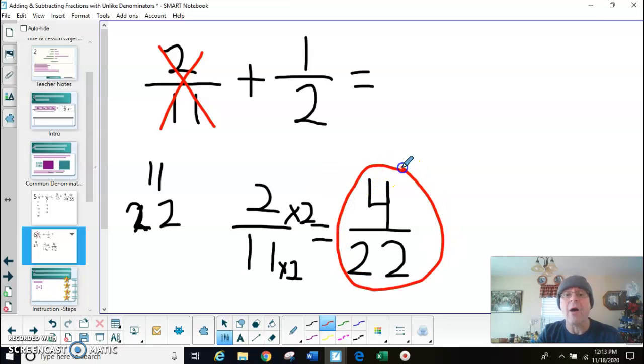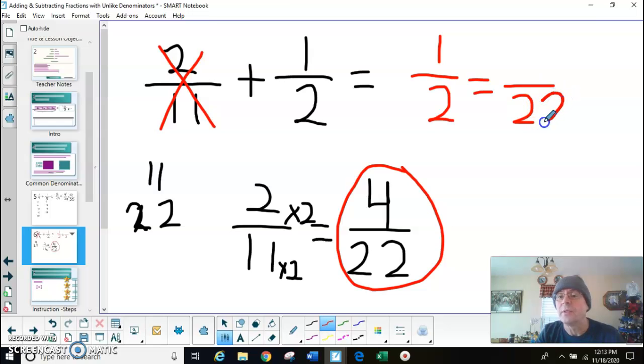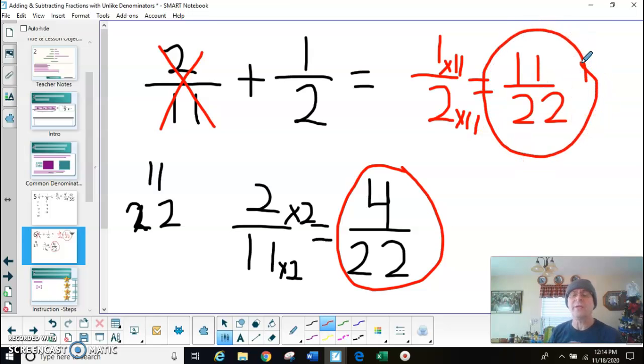4 22nds. Now, we've got to find an equivalent fraction to 1/2 with 22 in the denominator. So what did we times 2 by to get 22? 2 times 11 is 22. So whatever I do to the bottom number, I have to do to the top number. 1 times 11 is 11. So an equivalent fraction with 22 in the denominator for 1/2 would be 11 22nds.